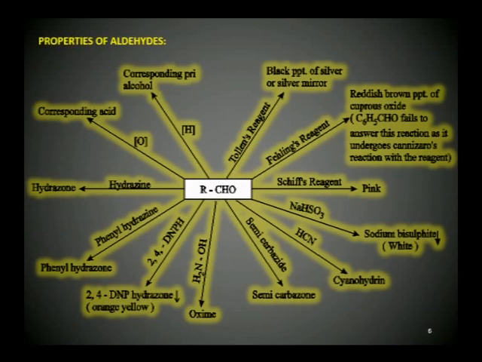So as we know, when alcohols are oxidized, we get aldehydes. When aldehydes are oxidized, we get carboxylic acids. When carboxylic acids are reduced, we get aldehydes. When aldehydes are reduced, we get alcohols. So in a nutshell, we can say that these are the properties of aldehydes.